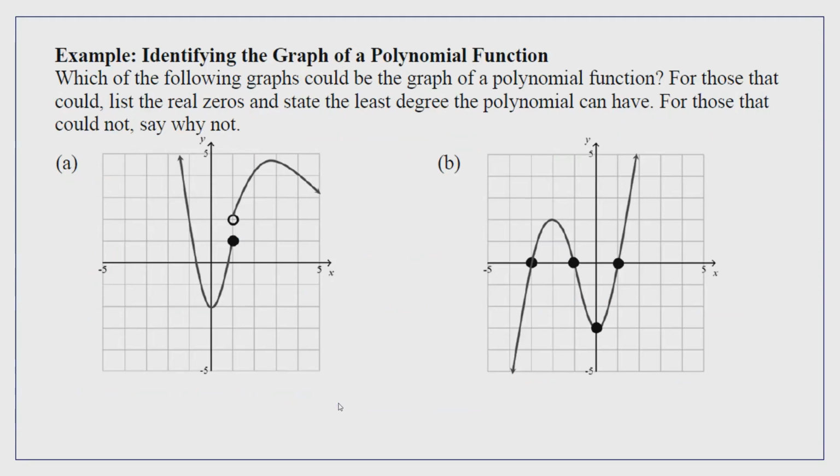So in this next example, we're asked which of the following graphs could be the graph of a polynomial function. And for those that could, list the real zeros and state the least degree the polynomial could have. For those that could not, say why not. So remember, graphically for polynomials, they must be smooth and continuous. So if we're looking at A right off the bat, we know that this could not be a polynomial function because there is a gap.